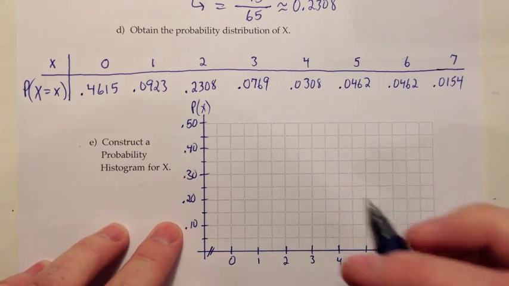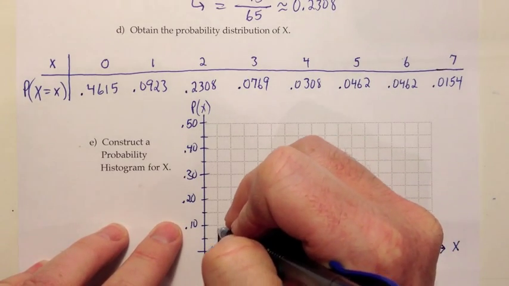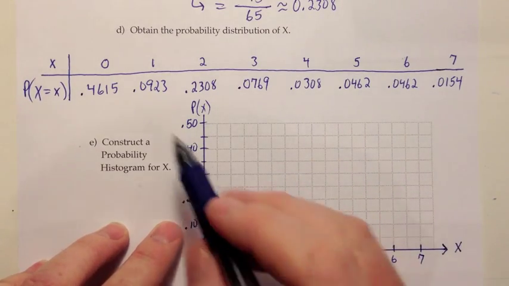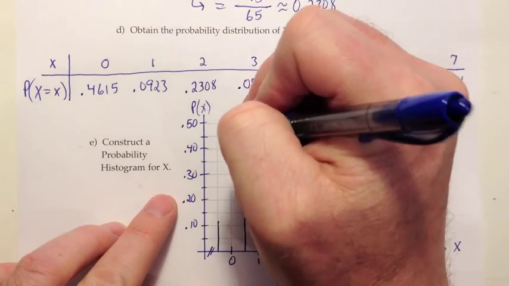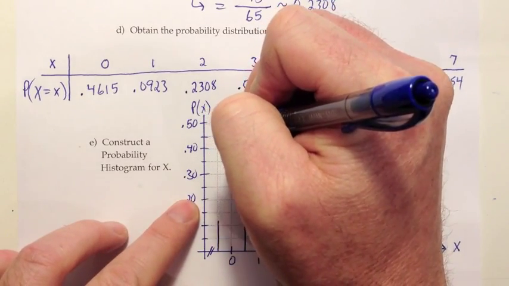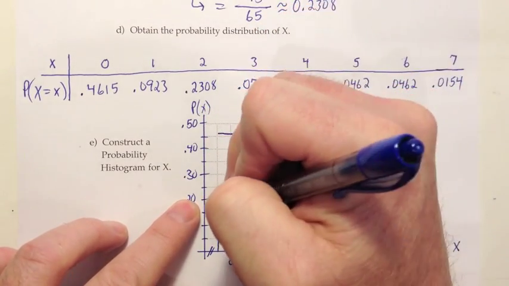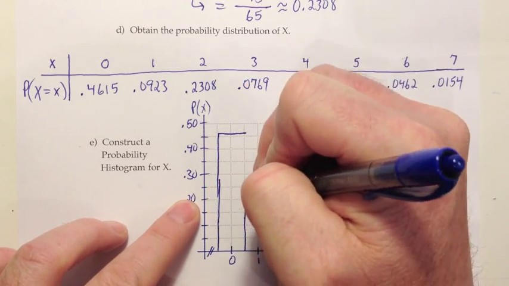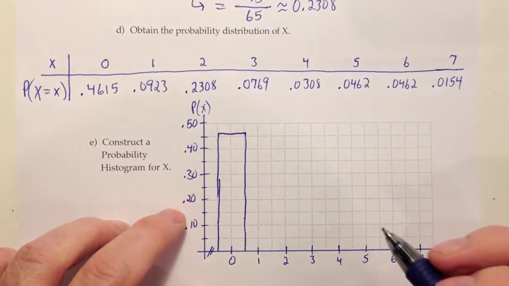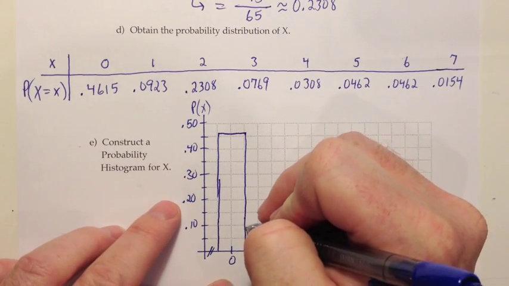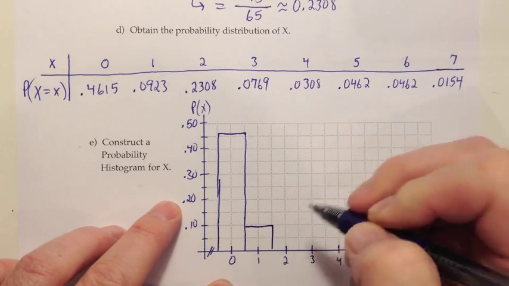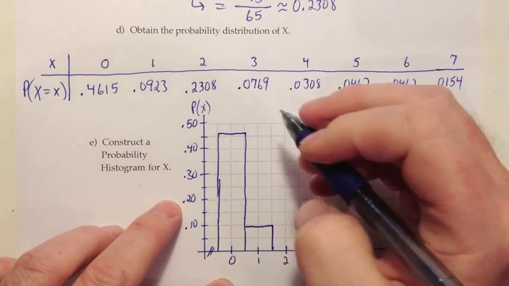So the first one is the tallest one. Remember, it goes from half mark to half mark, so I'm going to start 1 square to either side of the 0 and go all the way up to 0.4615, which would be just a little bit above that 0.45 line on my graph paper. And then 0.0923, so just a little bit below 10% for that next one. And then 0.2308.